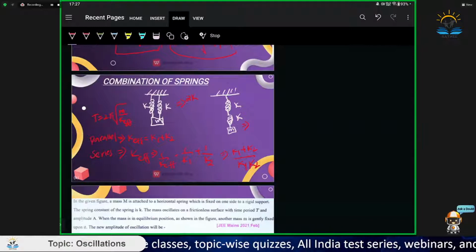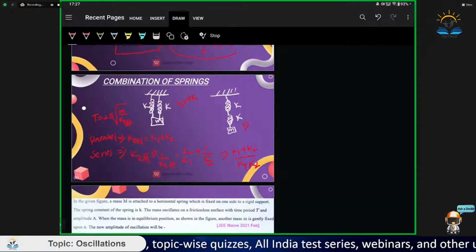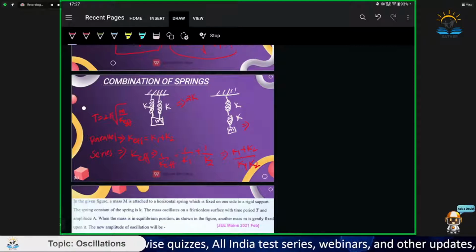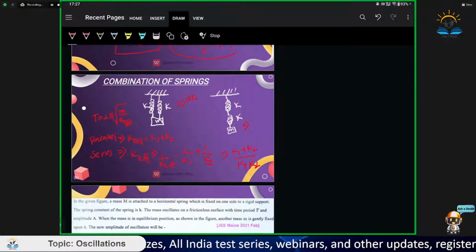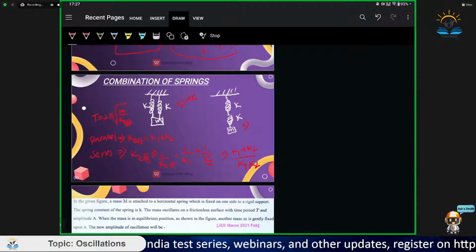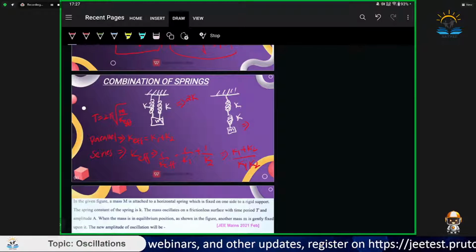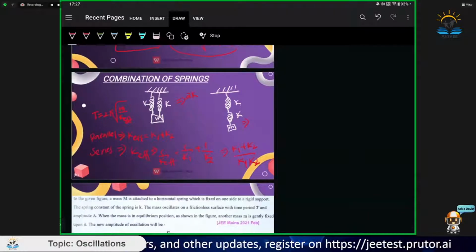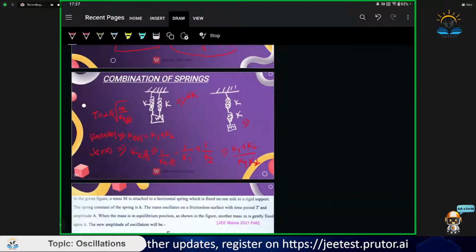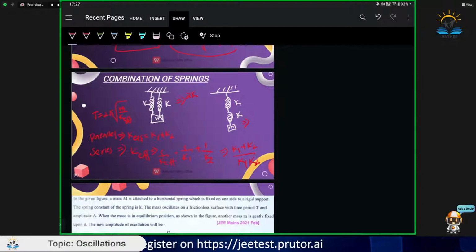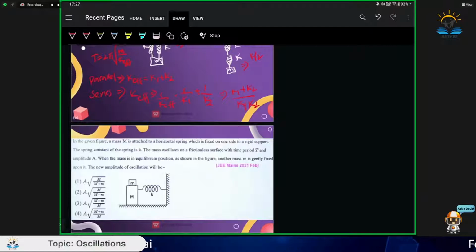And here, for series, K effective will be K1 K2 by K1 plus K2, so K square by 2K, that is K by 2. Simple, this combination of springs.